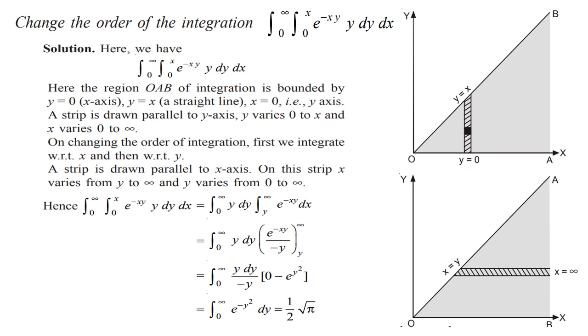of 0 to infinity y dy, e to the power of minus xy divided by minus y, with an upper limit infinity and a lower limit y. So when I substitute the upper and the lower limit in the place of x, I will be getting integral of 0 to infinity y dy divided by minus y, 0 minus e to the power of minus y square. So now when I integrate this with respect to y, I will be getting the answer as 1 by 2 root pi. So change of order of integration plays a vital role in solving some complicated sums.